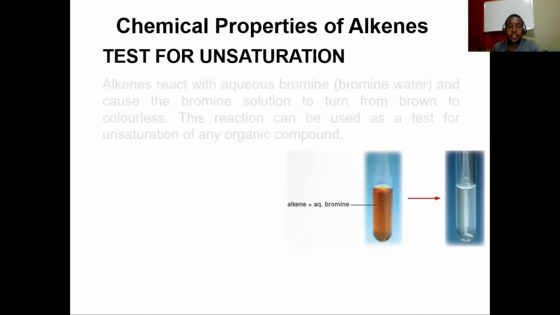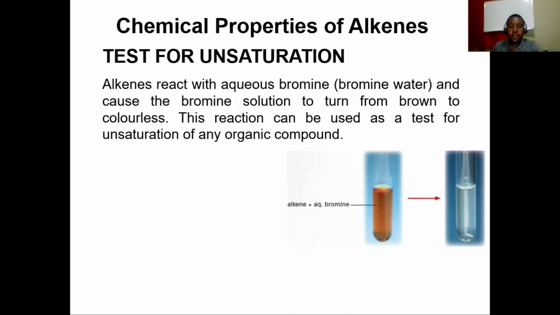And as I said, testing for unsaturation, right? You use bromine water, which is just bromine added to water, right? Alkenes react with the aqueous bromine, which is called bromine water, and cause the solution to turn from brown to colorless, right? So alkenes or unsaturated compounds will actually change the bromine from its reddish-brown color to colorless, right?